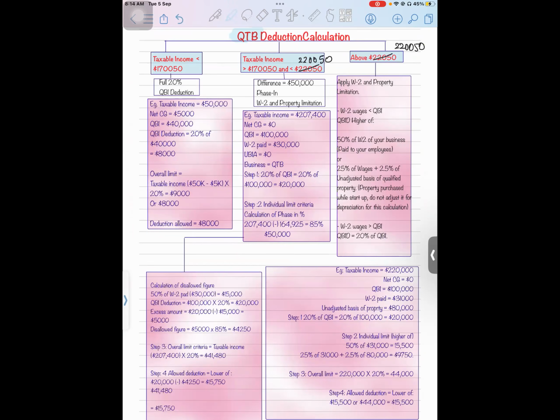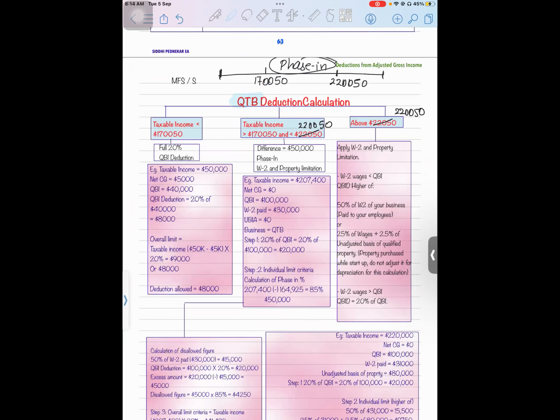First, the phase-out limit over here is taxable income of 1,70,050. You don't have to remember this also, they will give it in the bracket. Okay. The phase-in limit for the QTB is 1,70,050, and for the upper limit, you just have to add 50,000 to it. Every year this lower limit keeps on changing. Last year it was a different amount, but this year it is 1,70,050 plus just add 50,000. This will be your upper limit.